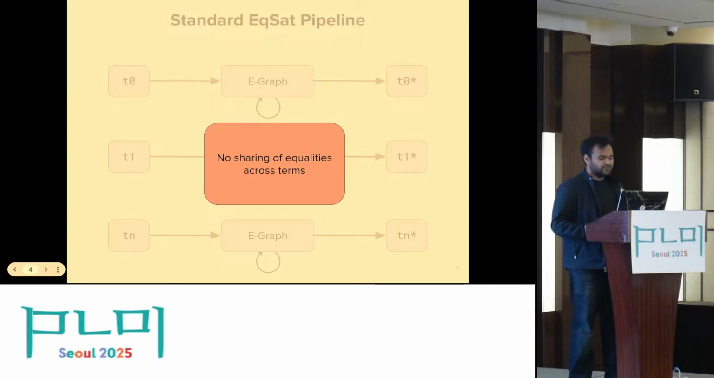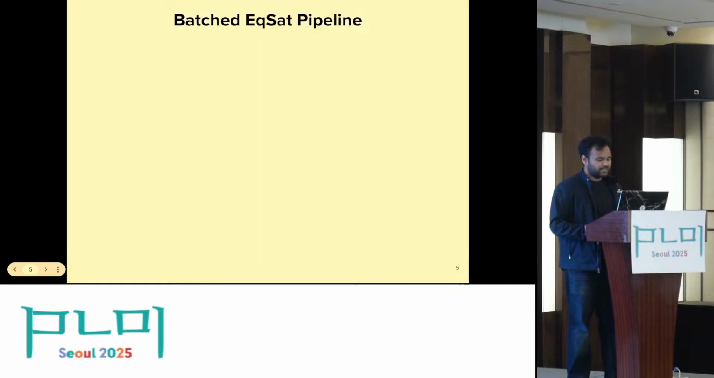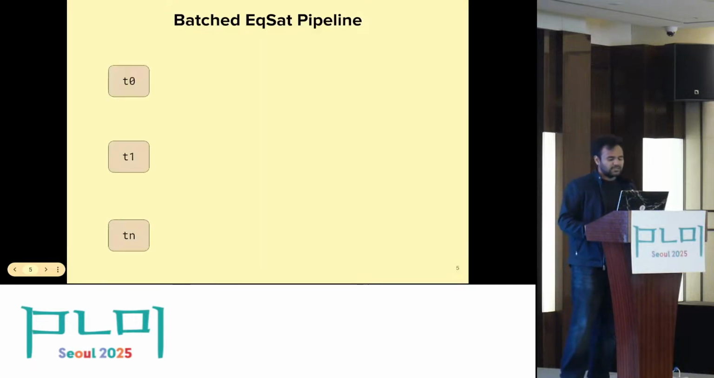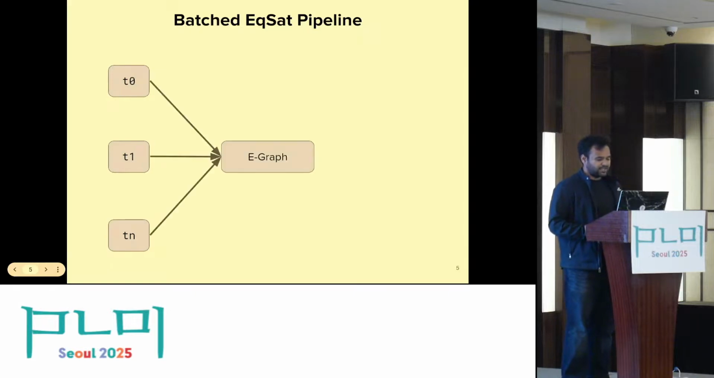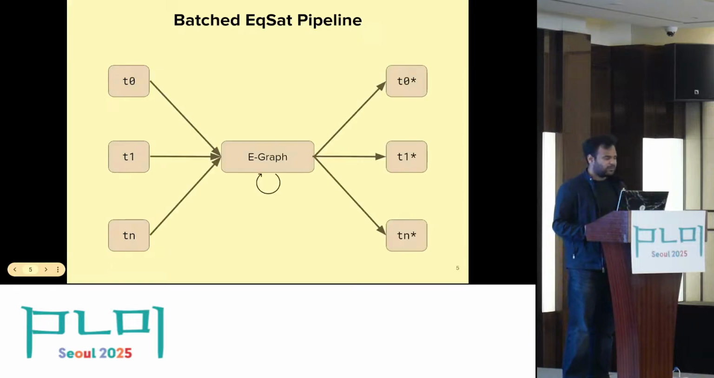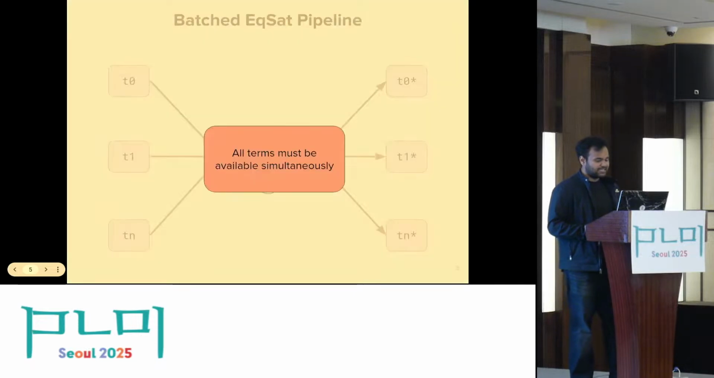And indeed, we are not the first to make this observation. The Egg paper made essentially the same observation and introduced batched EGSAT as a way of obtaining this kind of sharing. In batched EGSAT, all terms are taken together. They're added to an empty eGraph, EGSAT is run, and optimized variants of each term are extracted. This results in significant improvement in performance as sharing between terms is discovered by the eGraph before any rewriting is done. But the central limitation of batched EGSAT is that it requires all terms to be available simultaneously.